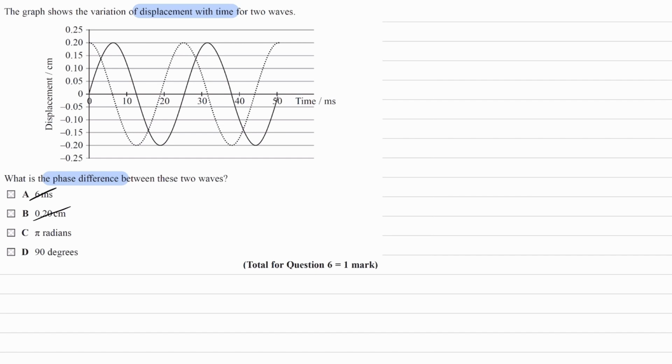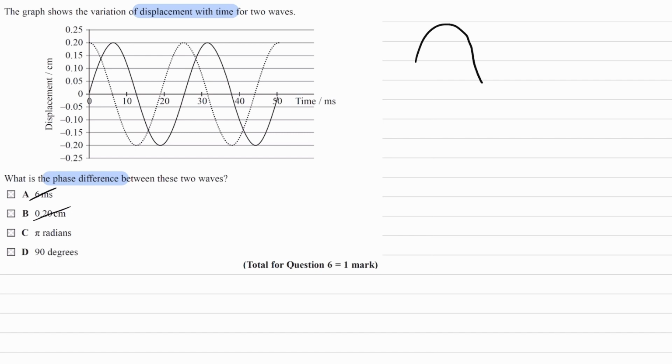We can make this easier for ourselves as well by considering the two options that are left over, C and D, pi radians and 90 degrees. Pi radians has a very specific look. If two waves are pi radians out of phase, or you would say the two waves then are in antiphase, they would have a very specific look.